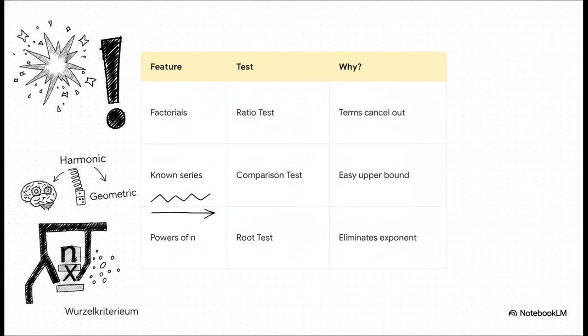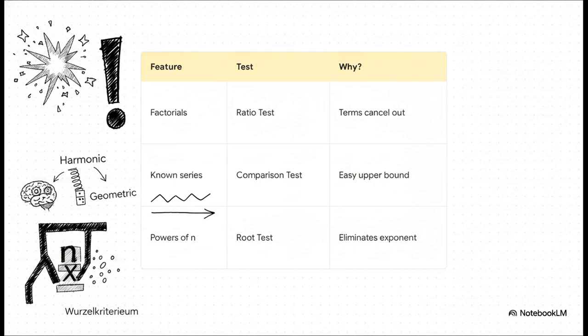Look, under the immense time pressure of an exam, you just don't have time to try 3 different tests on one problem. You need to memorize this rapid-fire decision matrix. If you see factorials, the n with the exclamation mark, immediately use the ratio test, because as we just saw, the terms will neatly cancel out.